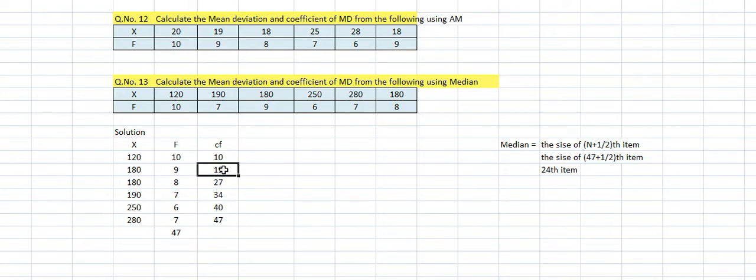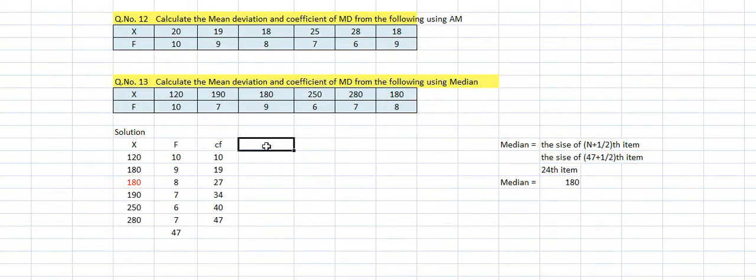For the 24th item, 19 is complete, and more than 19 up to 27 is here. So this area is the median. Its variable is 180. So median equals 180. How does it come? 24 comes in this area, where 19 is over and 27 is the next cumulative frequency. Its variable is 180, so 180 is the median.